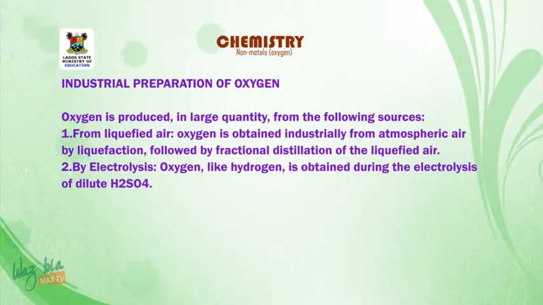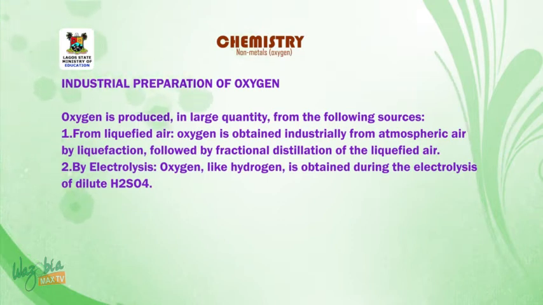Industrial preparation of oxygen. Oxygen is produced in large quantity from the following sources. 1. From liquefied air. Oxygen is obtained industrially from atmospheric air by liquefaction, that is, by successive heating and cooling of air, followed by fractional distillation of the liquefied air.